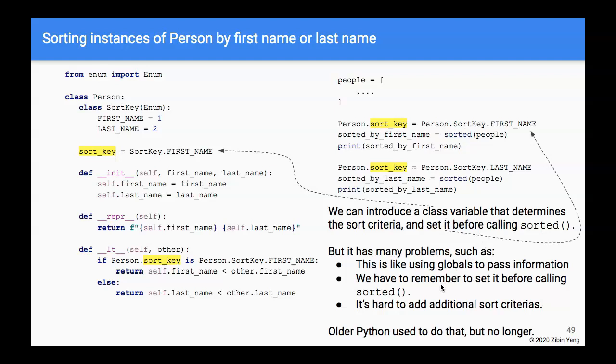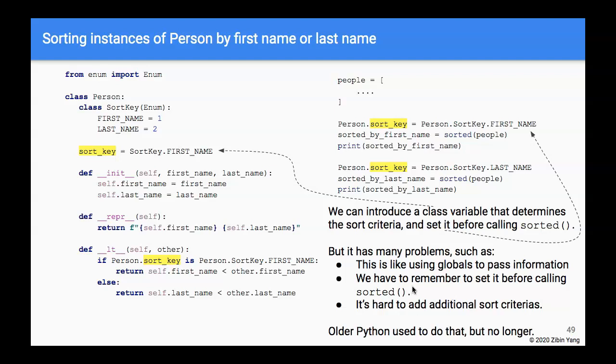And then the third problem may be that, okay, we can do this for a very simple class that has just two attributes. But even a person class in the real world could have many, many different attributes, and we want to be able to sort by those attributes. If we have 10 or 20 attributes to sort by, then this enum is going to become very big, and this dunder lt method is going to have a long if block of code, which is going to look very ugly and make it very hard to maintain and very hard to add additional sort criteria. And that's not to mention other problems such as concurrency, etc.